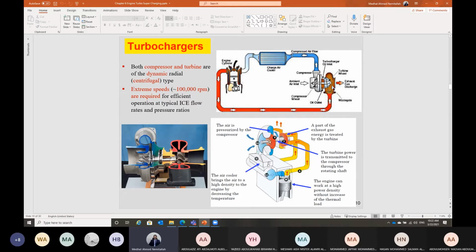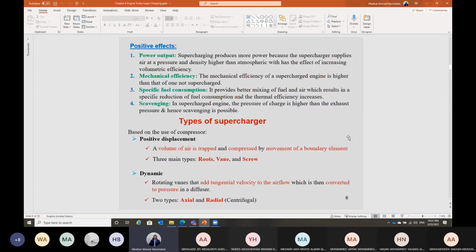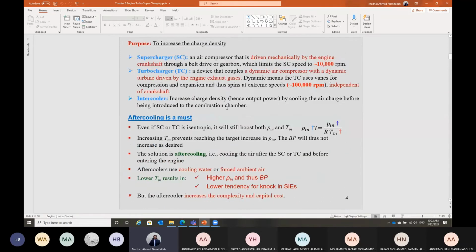The turbine is connected from the other side to a compressor that can take the atmospheric air, raise its pressure, and then deliver it to the engine. One of the main advantages of the turbocharger is that it does not depend on the engine power. It does not take part of the crankshaft power. We just make use of the blow down energy, the energy of the exhaust gases.